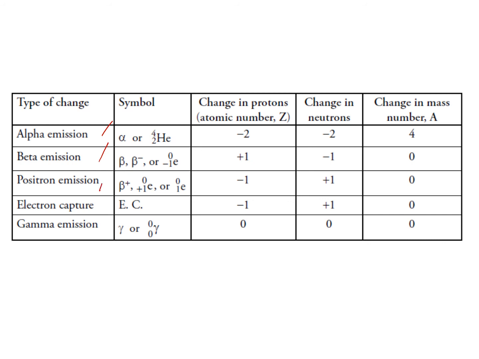For the positron, it's just the opposite of the electron. So the change in proton is -1, change in neutron is +1, and 0 for the change in the mass number. Electron capture, -1 change in proton, and +1 change in neutron. And then the gamma is no change at all. This is just light energy.